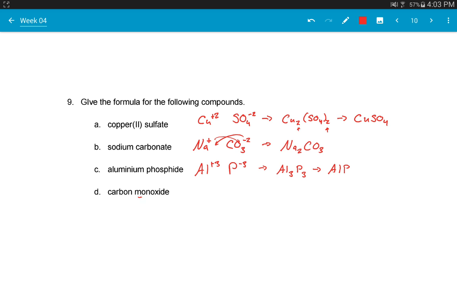Carbon monoxide. Our prefixes indicate that this is a covalent compound. So the prefixes will tell us how many of each one we have. If there is no prefix on the first element, it's simply a single atom of that element, and mono means that we would have simply 1 oxygen as well.